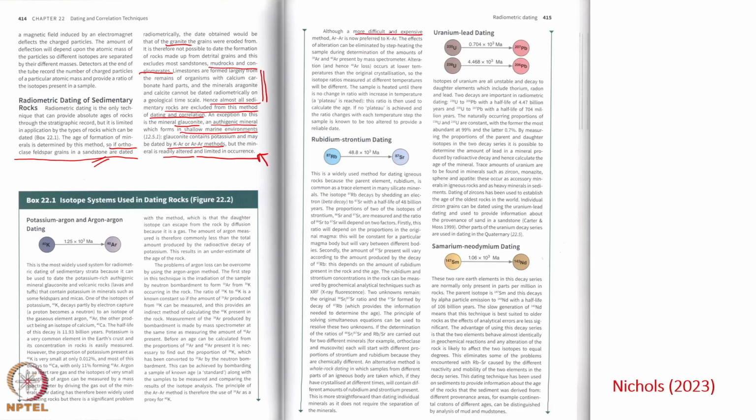A more difficult and expensive method, the argon-argon dating technique, is now preferred to potassium-argon dating. By step heating, one finds out the 39Ar and 40Ar present using a mass spectrometer. To find the isotopic ratios at different temperatures, the sample is heated until there is no change in ratio with increasing temperature and a plateau is reached. If the plateau is not reached, then we exclude such samples because they can't give a reliable date.